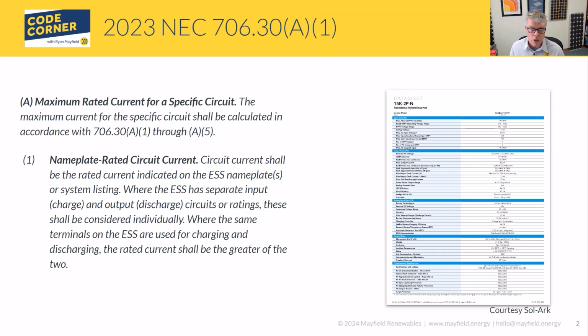So let's start off by looking at the language in 706.30(A). What you'll see here is that we are using this section to figure out what the maximum current is for a specific circuit. We're going to use (A)(1) through (A)(5) to determine that current for those different circuits. I'll show you number 1 here, we'll go through number 2 as well, and then we'll talk through 3 through 5.